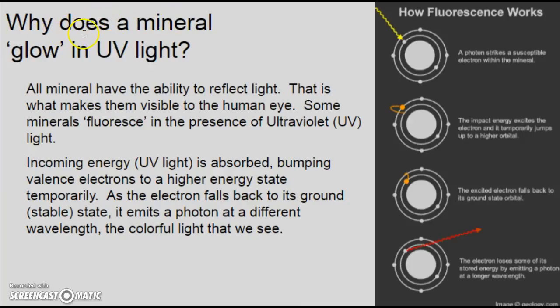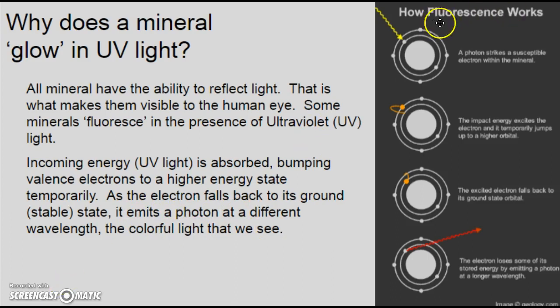So why does a mineral glow in ultraviolet light? Well, all minerals have the ability to reflect light. That is what makes them visible to the human eye. But some minerals fluoresce in the presence of UV light. Incoming UV light is absorbed by the atoms within the mineral we're looking at. This bumps valence electrons to a higher energy state temporarily. And as the electrons fall back to their ground state, which is stable, a photon is emitted at a different wavelength, in the color, which leads to the colorful light that we see.